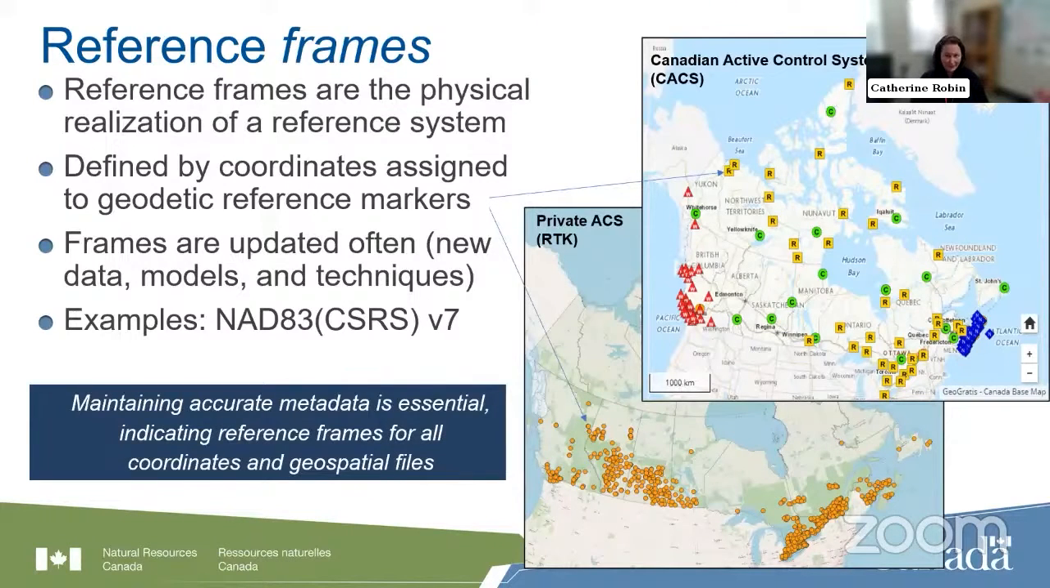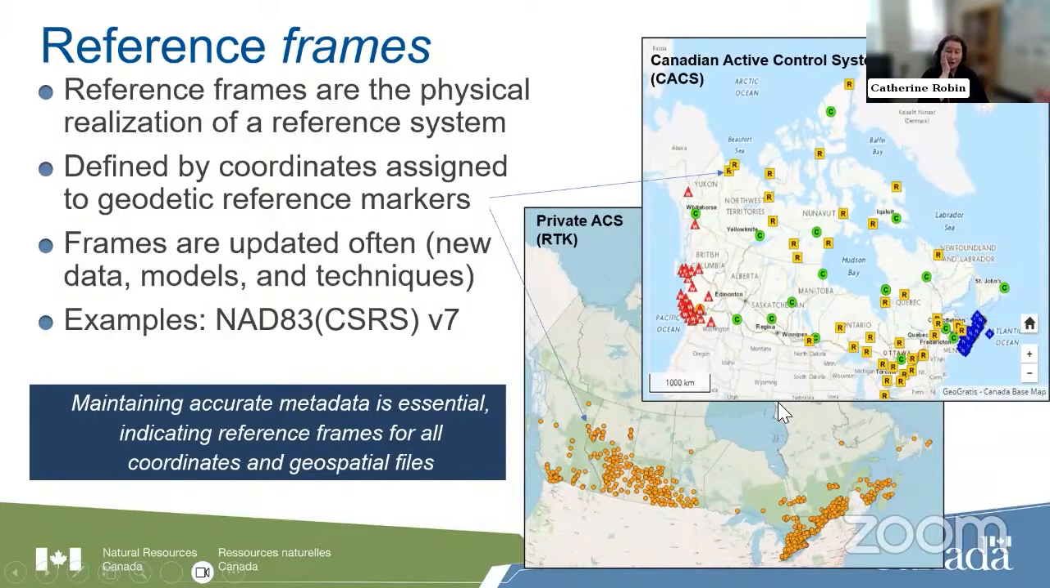Reference frames, however, are the physical realization of the system. And by that, we mean we assign coordinates to markers in the ground. Here I'm showing a couple of different networks. They're active control networks, so networks that have equipment on them all the time, and we can update their coordinates quite regularly. So there's the Canadian one, that's the NRCan system, and then also the private one. So the realization of the frame is the definition of coordinates on these kinds of networks and others as well.